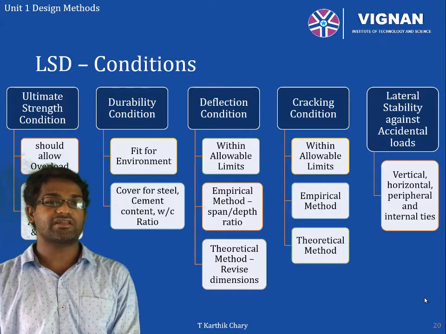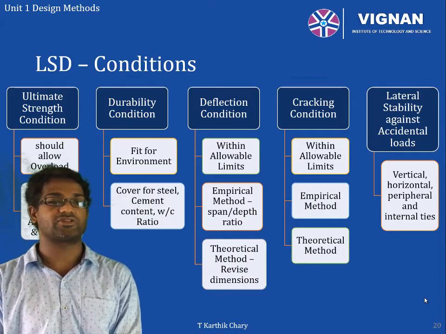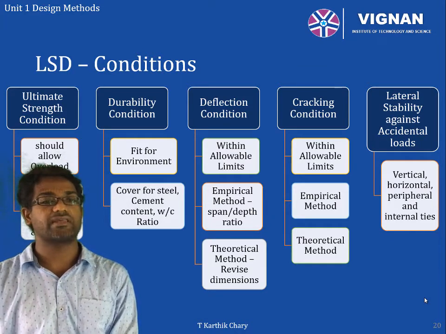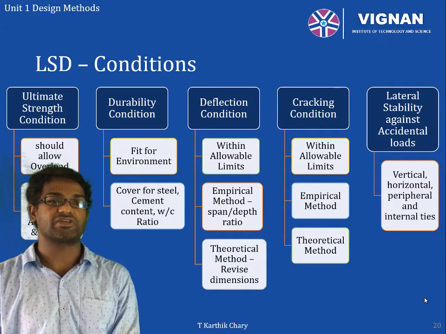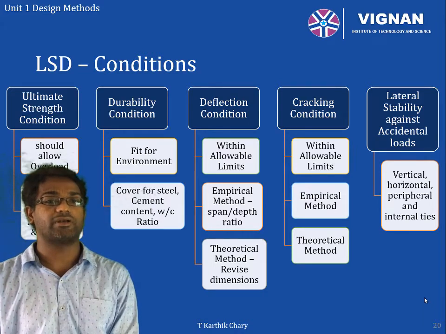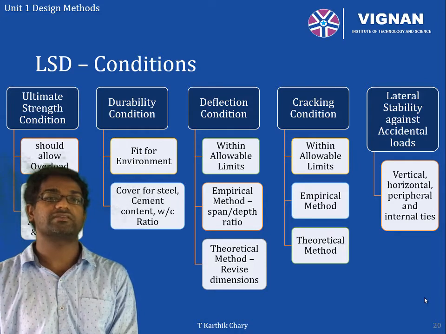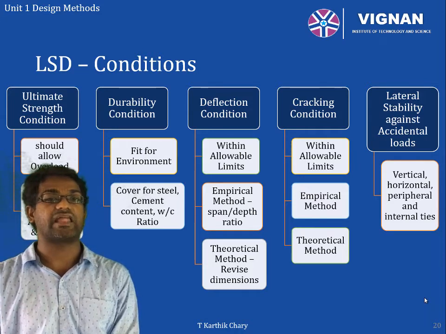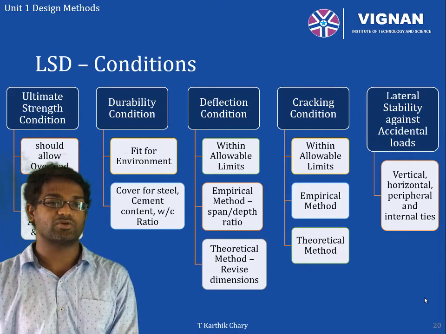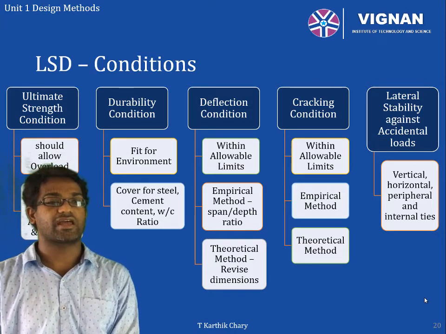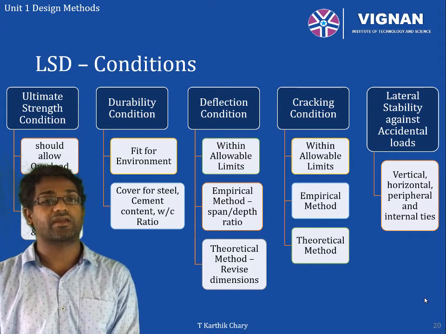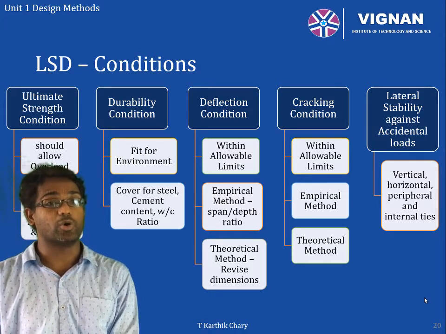So in limit state design, there are 5 conditions which we need to address. One is ultimate strength condition, second is durability condition, third is deflection condition, fourth is cracking condition, fifth is lateral stability against accidental loads. Any structure which is designed should withstand the ultimate strength, and we should be able to allow the structure to take extra load.